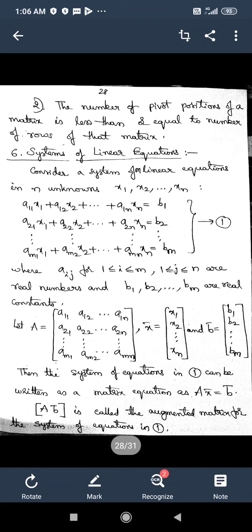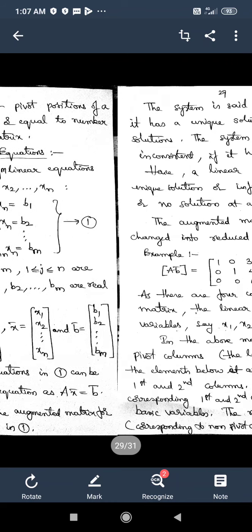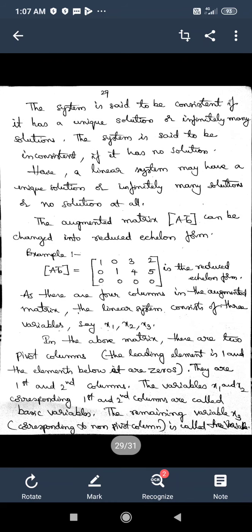And now we have to come across another term, the augmented matrix. The whole matrix A together with the matrix b bar in the last column, if we take it like that, is called the augmented matrix for the system of equations in equation 1.